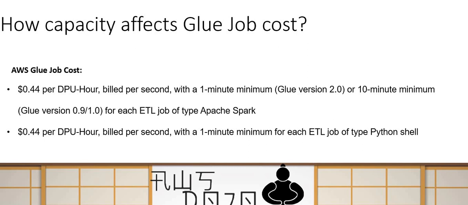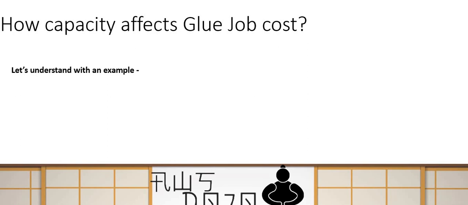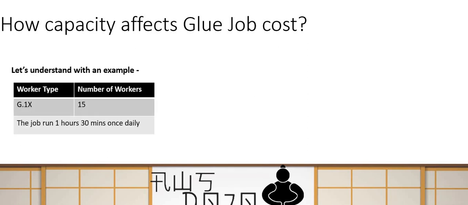Now let's take one example and try to understand, with this kind of costing method in mind, how do I calculate cost for my Glue job? So let's suppose you create a Glue job, and you select G.1X as the worker type, and then select number of workers equal to 15. So you're giving 15 workers as the capacity. And this job runs one time daily, and the total time it takes is 1 hour 30 minutes.